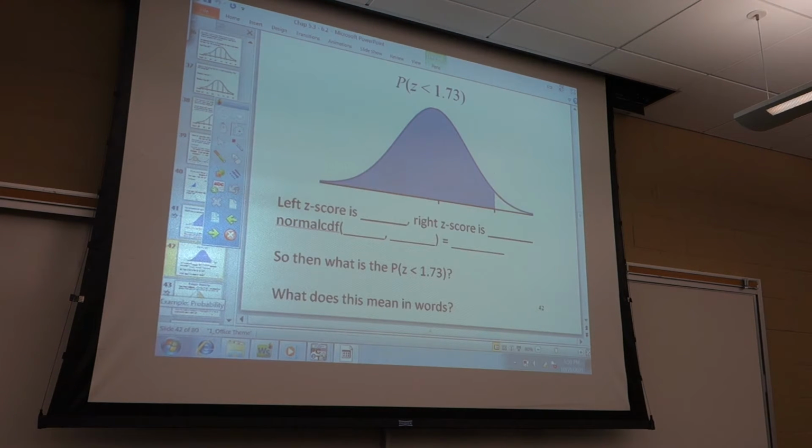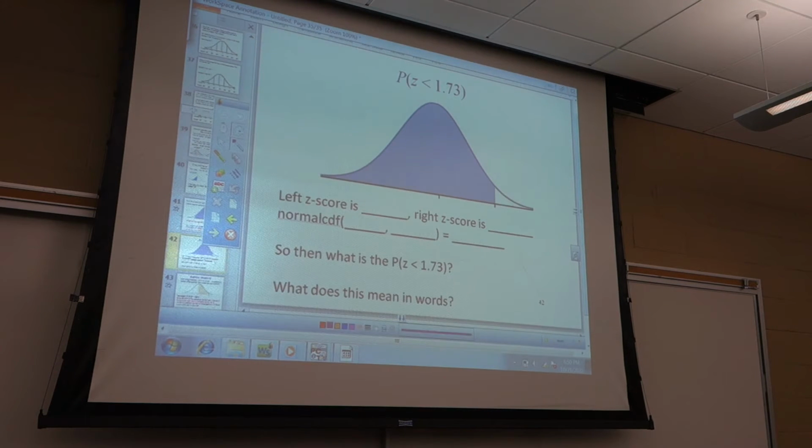Oh, it was like the last 2. Okay. All right, so real quick question. We're going to do this one together. We're doing this one together. Everybody do it. Left z-score, write in what the left z-score is.